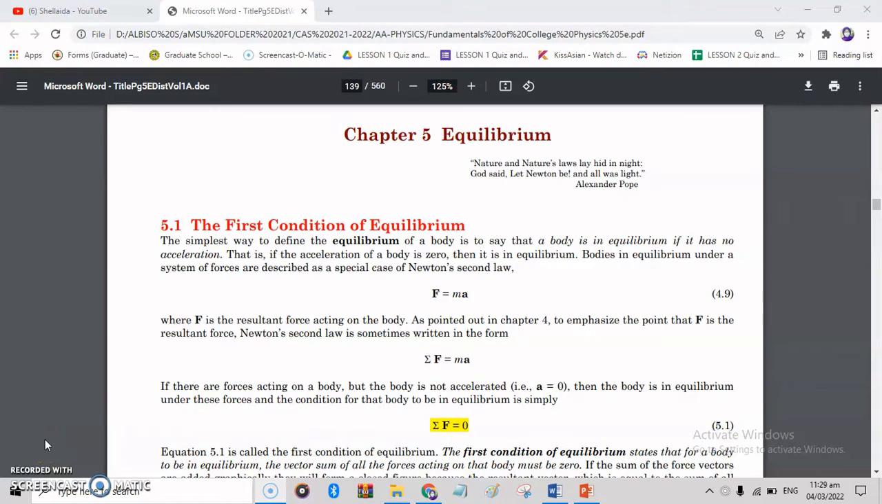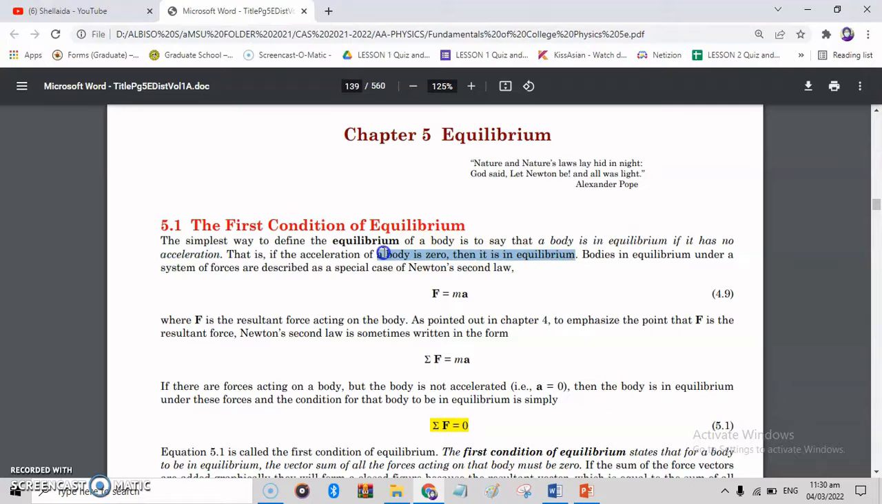We now proceed to the topic of equilibrium. For section 5.1, the first condition of equilibrium. The simplest way to define the equilibrium of a body is to say that a body is in equilibrium if it has no acceleration. That is, if the acceleration of a body is 0, then it is in equilibrium.